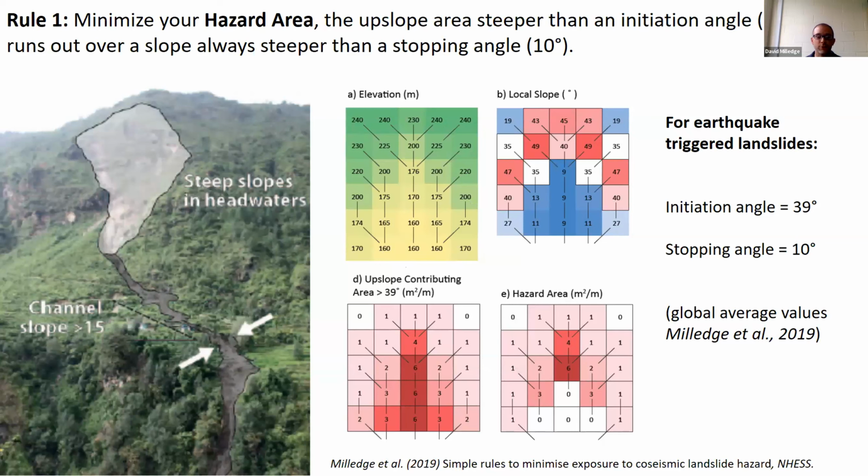And this first rule is to minimize the hazard area. That's the upslope area steeper than an initiation angle that runs out over a slope always steeper than a second stopping angle. And I'm illustrating that with the picture on the left, where we can see a very steep area upslope of the white arrows, and that area runs out down a flow path that's always steeper than about 15 degrees. So that would have a very large hazard area. And we can test these rules by implementing the metric for every cell in a DEM.